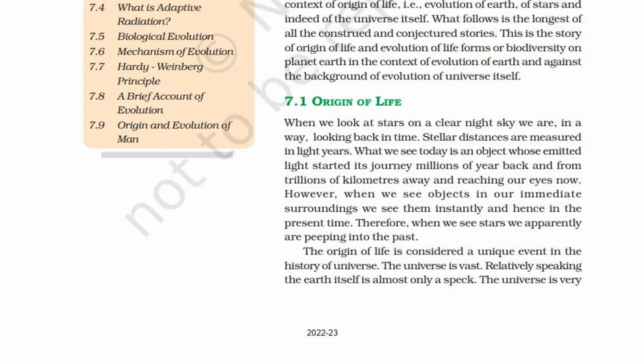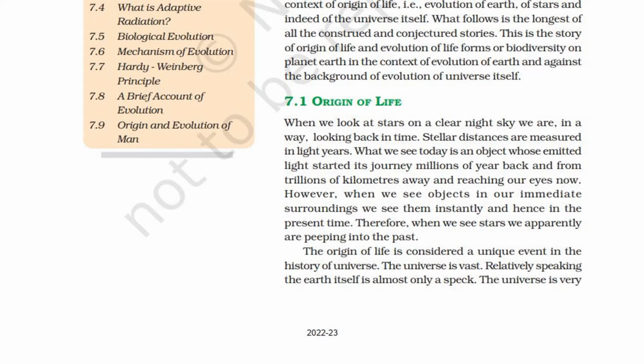Origin of life. When we look at stars on a clear night sky we are, in a way, looking back in time. Stellar distances are measured in light years. What we see today is an object whose emitted light started its journey millions of years back and from trillions of kilometers away and reaching our eyes now. However, when we see objects in our immediate surroundings we see them instantly and hence in the present time. Therefore, when we see stars we apparently are peeping into the past.